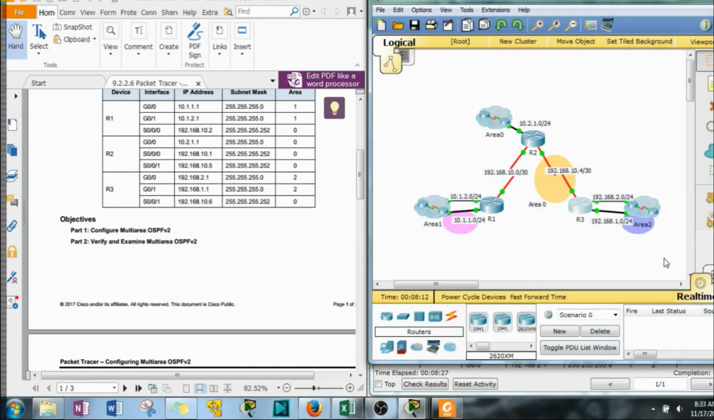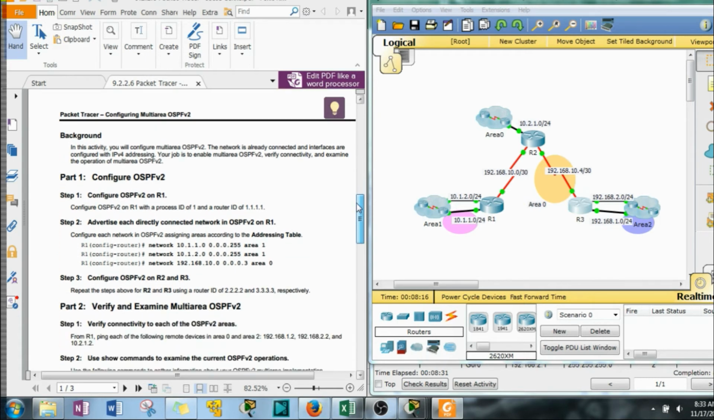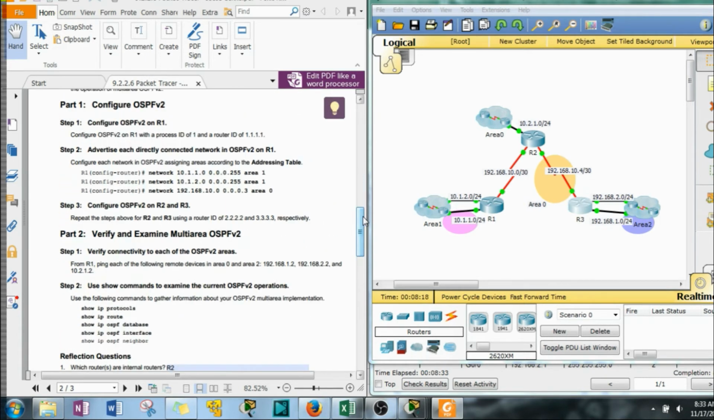So everything in here is configured now. What can we do to answer some of these questions down lower? It says we've got the show IP protocols, show IP route, show IP OSPF database, and show IP OSPF interface, followed by the show IP OSPF neighbor.